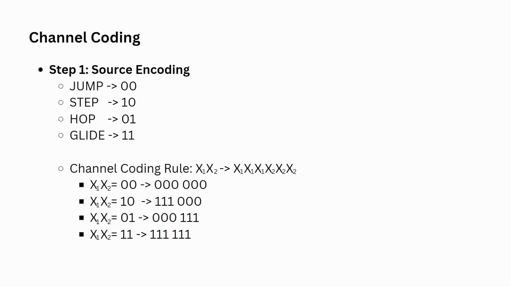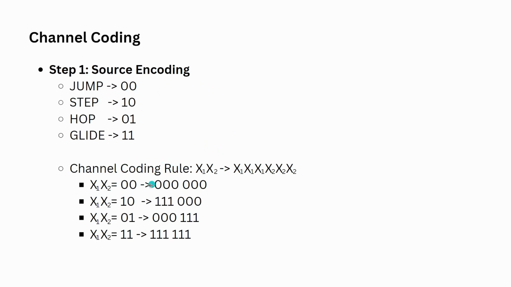Now let's talk about channel coding. Our first step is to encode the source. So jump is 00, step is 10, hop is 01, and glide is 11. Next we have the channel coding rule, which is x1 x2. That will be turned into x1 x1 x1 x2 x2 x2. We are going to be substituting these two numbers into those x values.